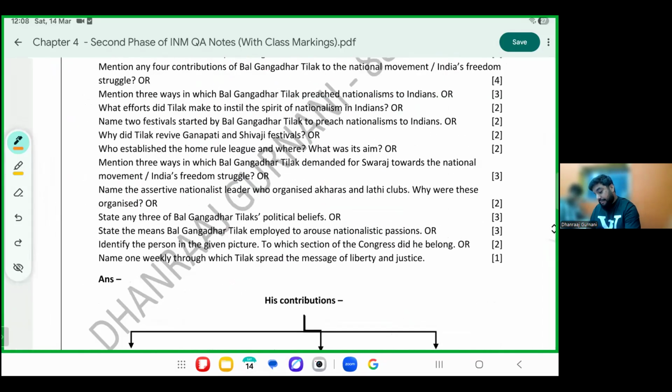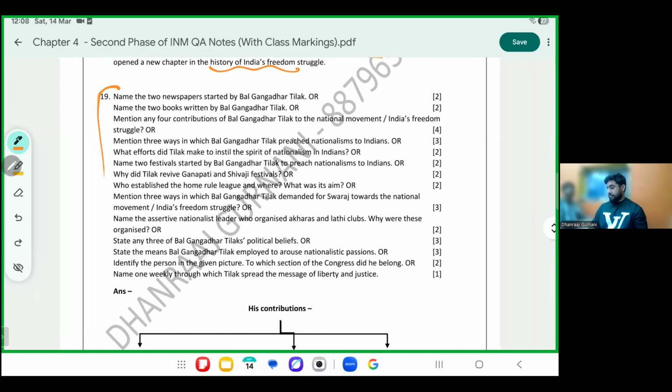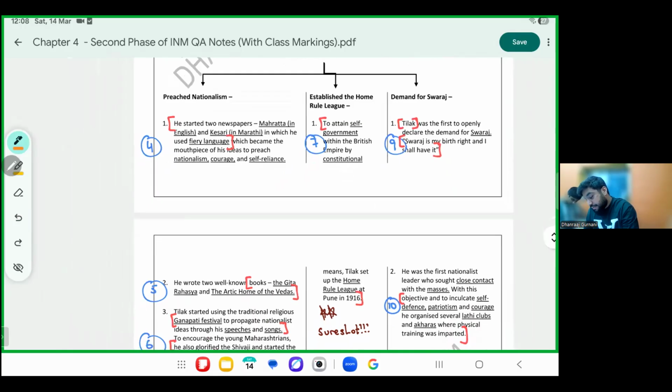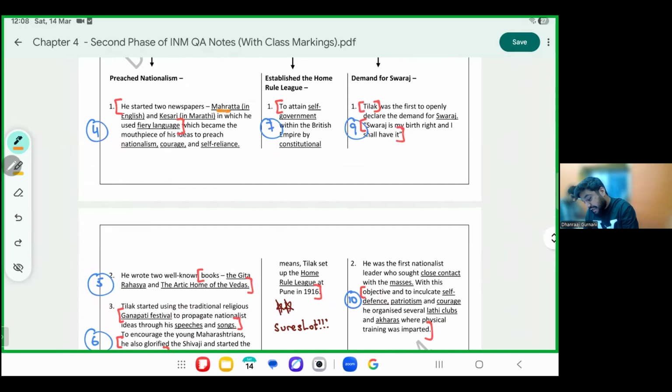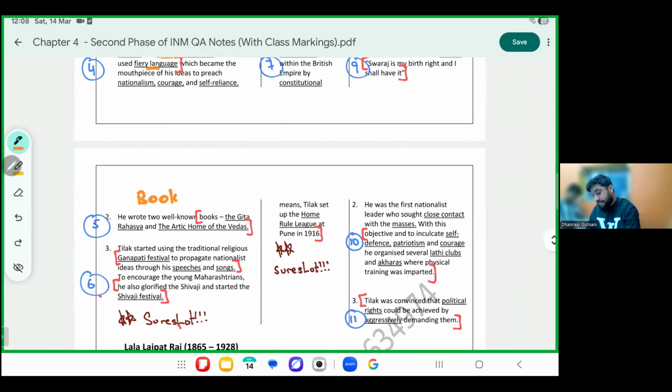Please see, these are all the answers which you need to know for writing. These are all the questions which have come in your previous year school papers with respect to Tilak. Here, Tilak started newspapers. Please learn the names. Maratha in English, Kesari in Marathi. He used fierce language. Please learn the books. Number 5, Gita Rahasya and Arctic Home of the Vedas.